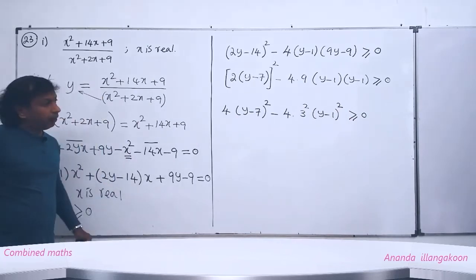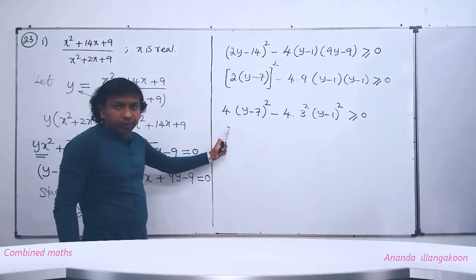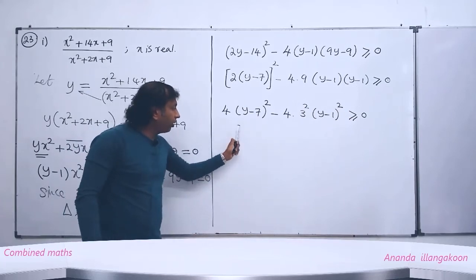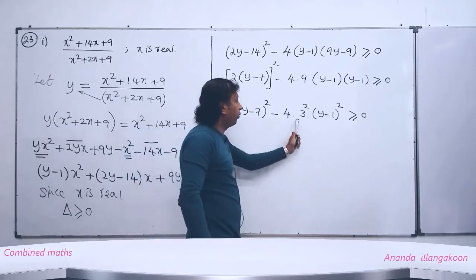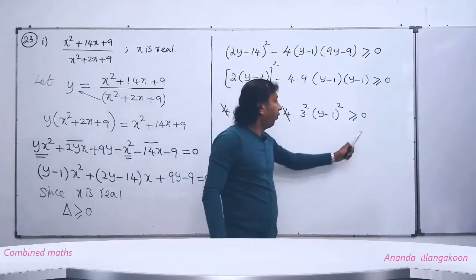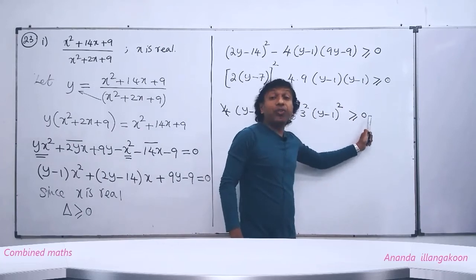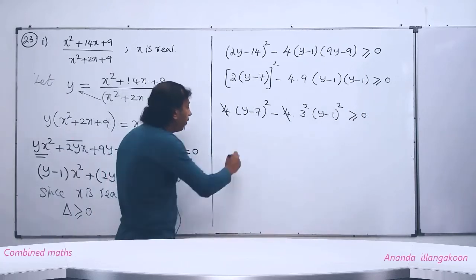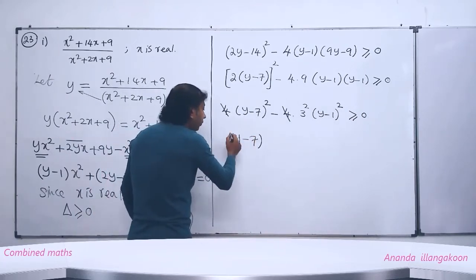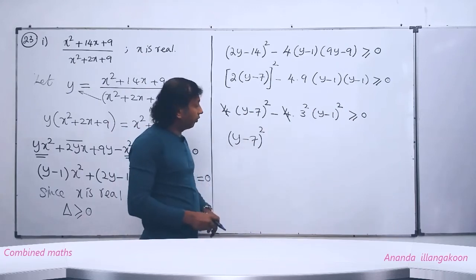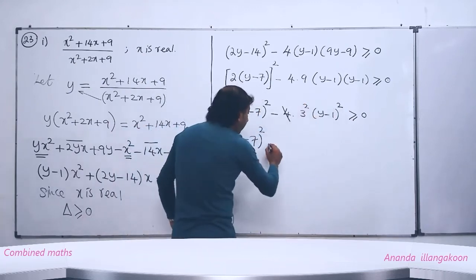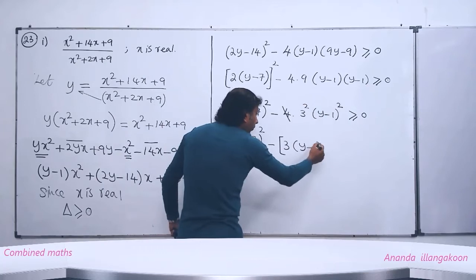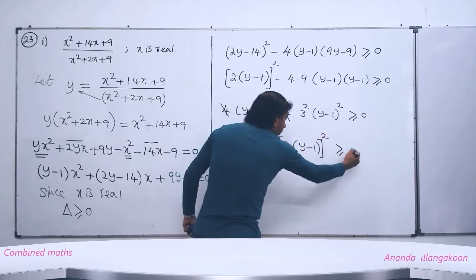Right? Now I can divide this inequality both sides by 4. When you divide this by 4, that divides and this 4 we can cancel down. When you divide 0 by 4, 0 divided by 4 is 0. When you divide 0 by any value, the answer is 0. Now I can write this further: y minus 7 perfect square. This square and this square we can write in one bracket like this, 3 times y minus 1 perfect square, greater than or equal to 0.